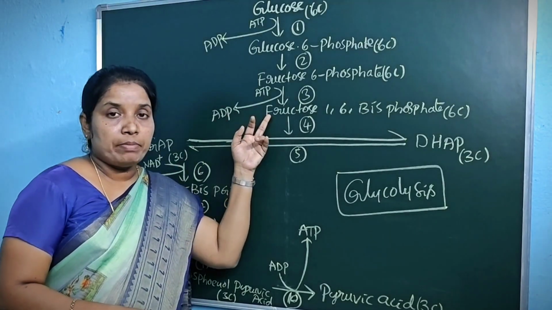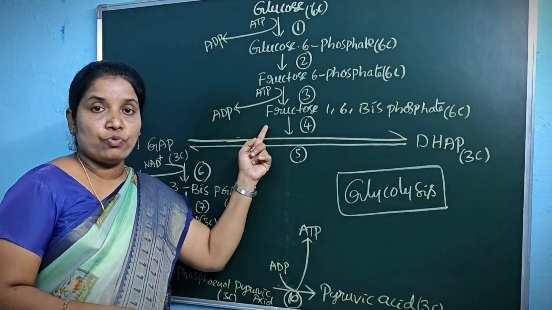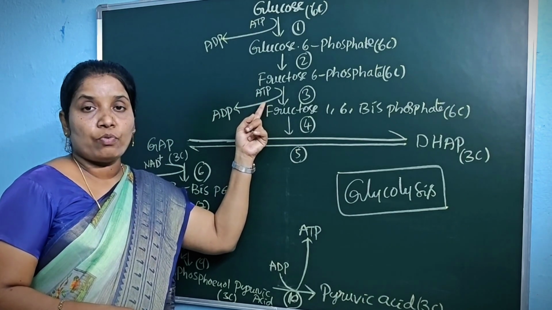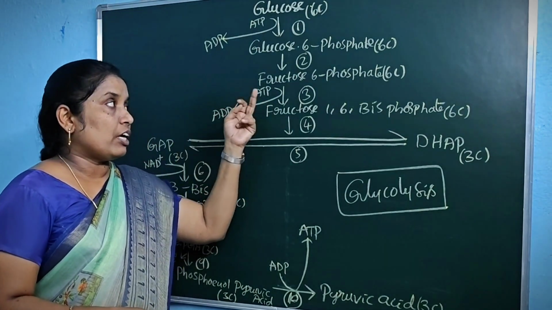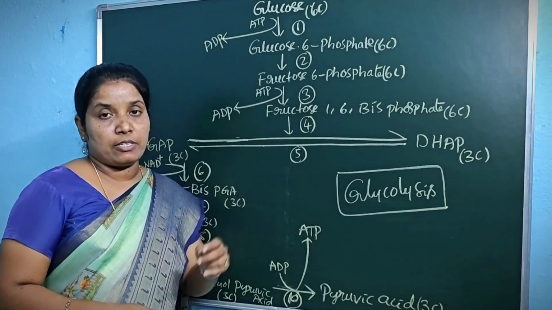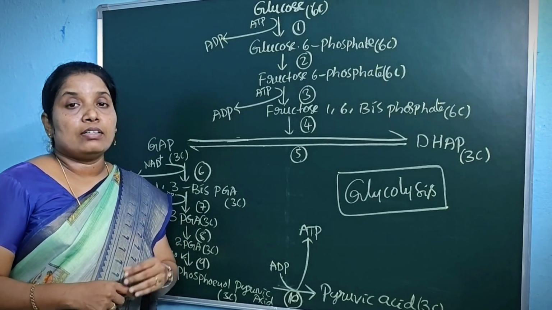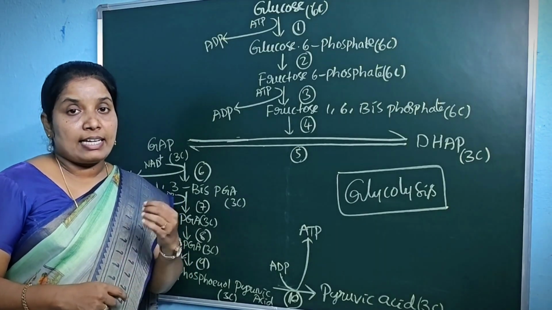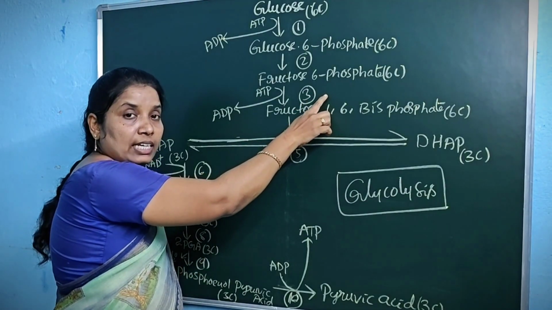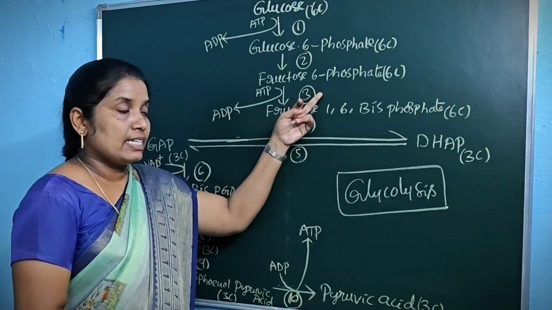So let's see the third step. This is also a phosphorylation step. Here fructose 6-phosphate converts into fructose 1,6-bisphosphate. Here also one ATP is utilized. This is the key intermediate product of glycolysis. That's why glycolysis is also called the hexose diphosphate pathway. The enzyme catalyzing this reaction is phosphofructokinase.